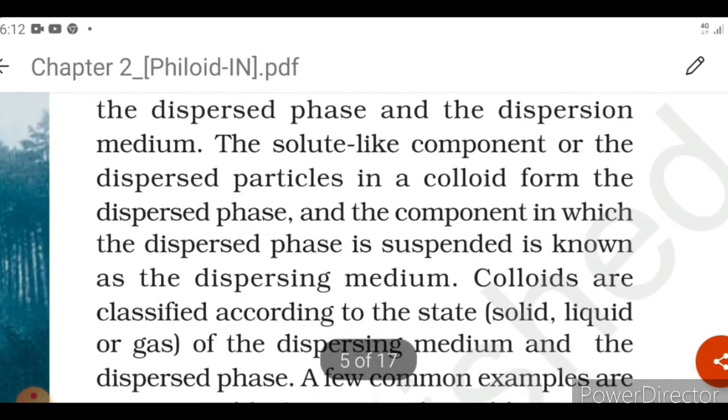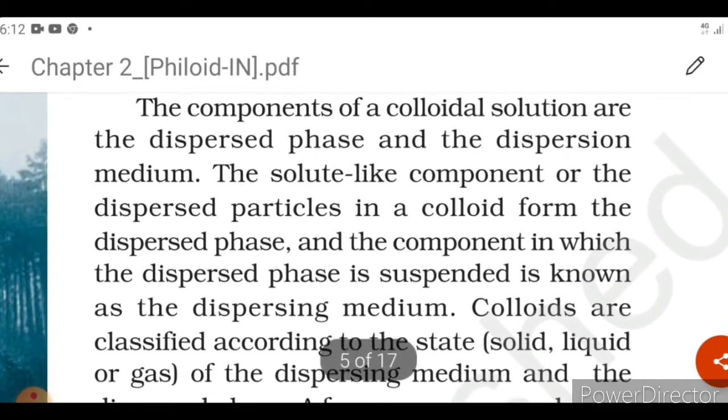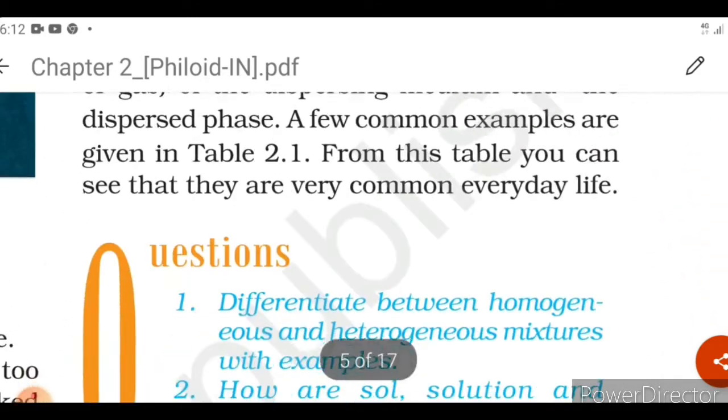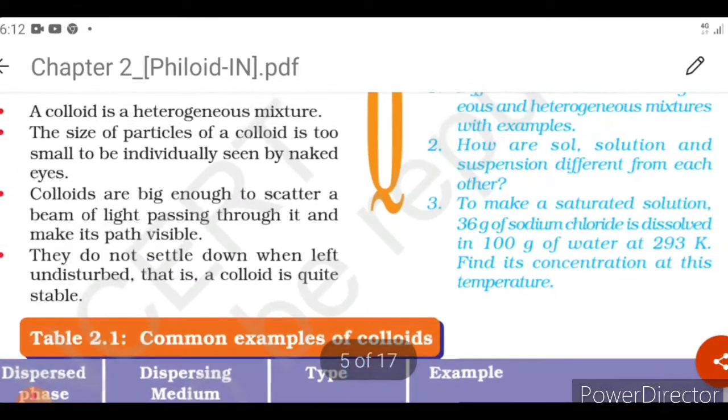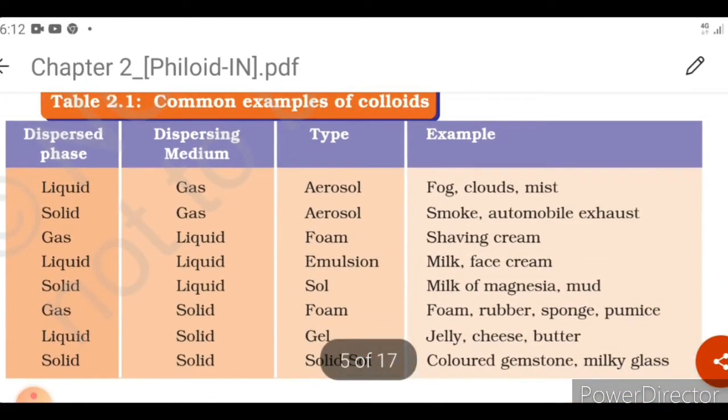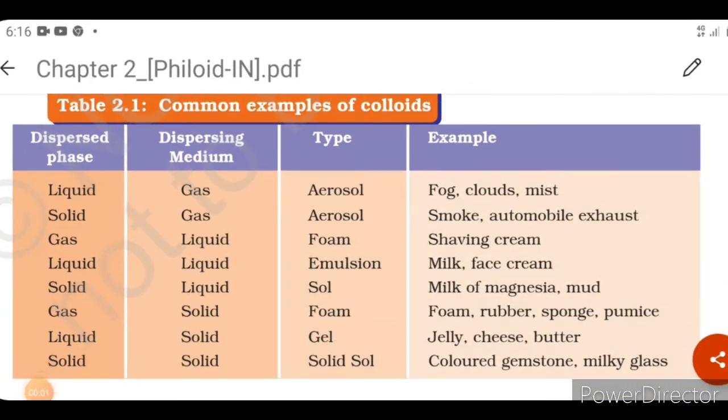As we discussed, there are two components: the dispersed phase and the dispersion medium. Now let us go to the table. If gas dissolves in liquid, it is an aerosol, and examples are fog, clouds and mist. If gas is dissolved in solid, it is also said to be an aerosol, but the examples are changed. Examples are smoke and automobile exhaust.